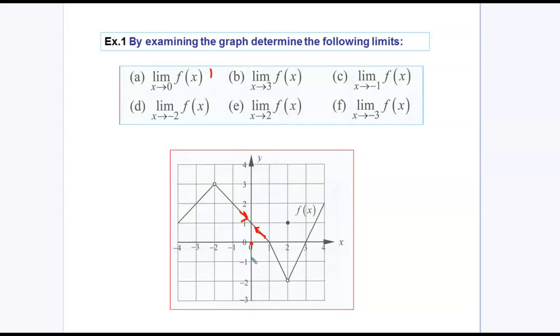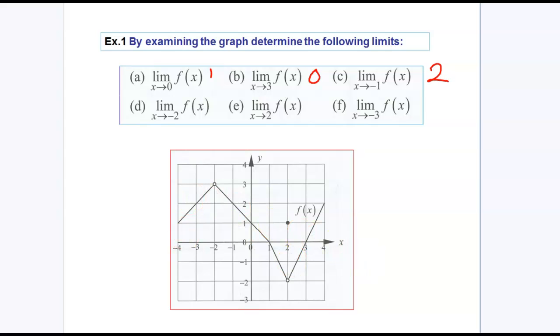The limit as x approaches 3, well, as I approach 3 from the left and from the right side, the value of the function is approaching 0. As my x values approach -1, my graph is approaching this value right here, which is going to be 2.